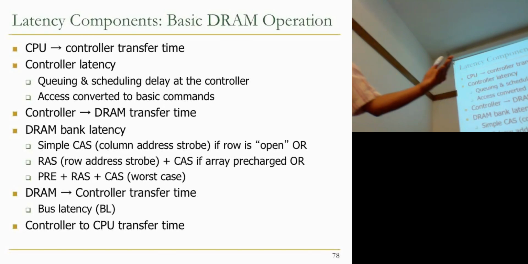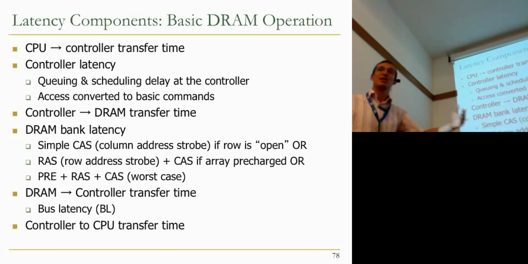And there's a reason for this queuing, because the memory latency is much longer than the latency at which the accesses are generated and come to the controller. And memory bandwidth is also much smaller than the bandwidth at which the accesses can be generated in the on-chip cores. So there's queuing that happens, and the access that comes in is converted to basic commands. And later, there's some transfer time between the controller and DRAM. The controller says to DRAM, I would like this data. That takes time. And the DRAM responds.